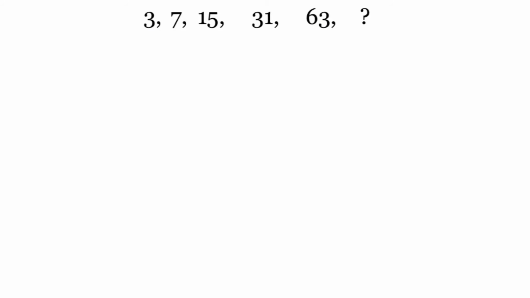Find the missing term of the series 3, 7, 15, 31, 63 and the next number. First check whether there are any squares, cubes or powers. If you can identify them, it is okay. Otherwise, go for differences. The difference between 3 and 7 is 4.